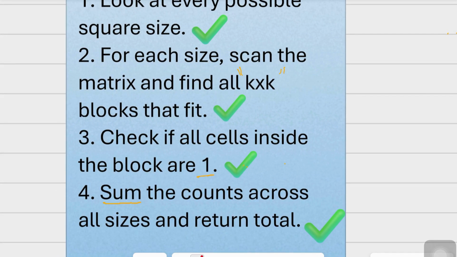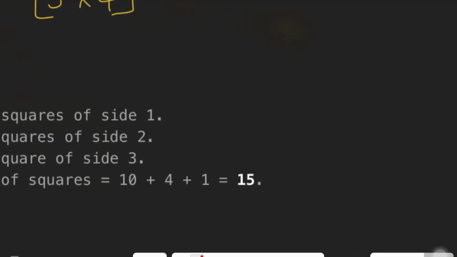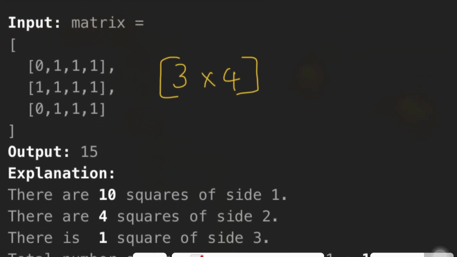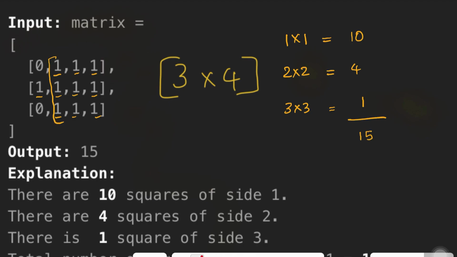4. Sum the counts across all sizes and return that total. Now let's walk through some of the examples. Example 1: 0, 1, 1, 1; 1, 1, 1, 1; 0, 1, 1, 1. We can see that 1 times 1 squares of ones, count the ones: 10. 2 times 2 squares of ones: 4 such blocks. 3 times 3 squares of ones: 1 block, rows 0 to 2, columns 1 to 3. Total equals 10 plus 4 plus 1 equals 15.